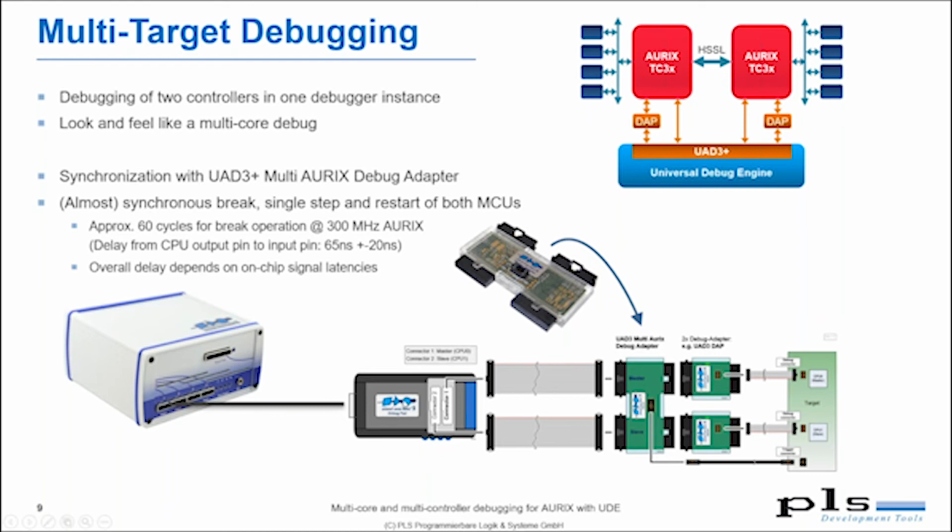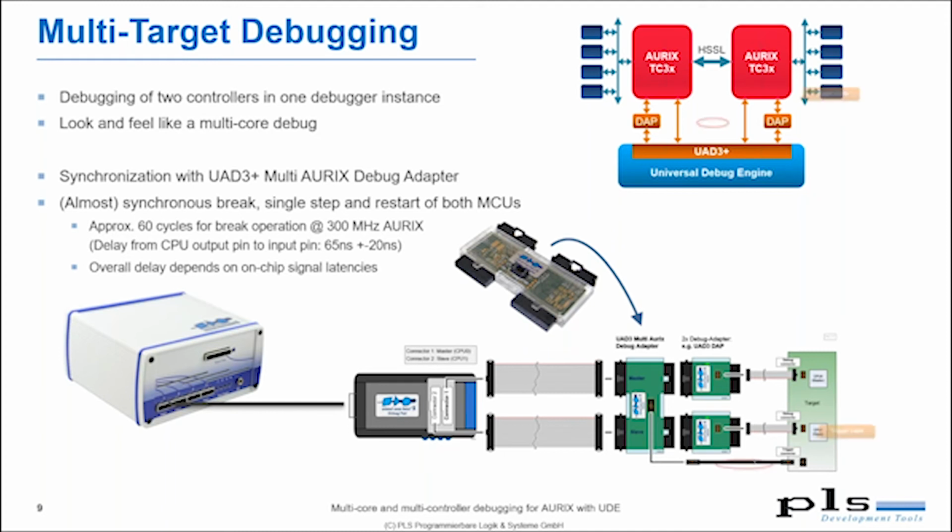We have a cascaded concept here. We have these debug pods with 2 debug adapters that we are using in this setup, and you can connect up to 4 of these debug pods to the UDE 3 Plus, so 8 in sum. In this case, we connected only 1 debug pod, which connects to the 2 DAP adapters or DAP interfaces of the target board, and in between there is our UDE 3 Plus Multi AURIX adapter.